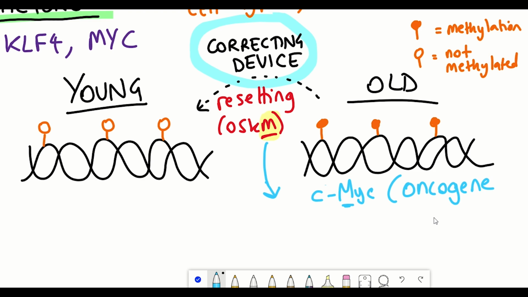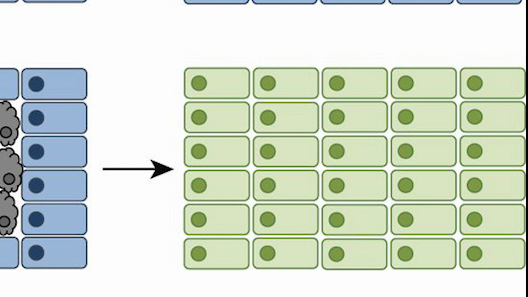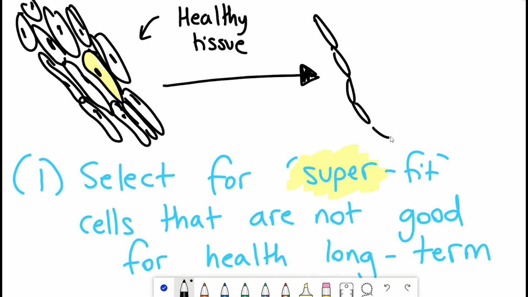And so, as again has been seen in Drosophila, if you have wild type, so normal cells in a tissue, where there's also cells that have an additional copy of MYC, the MYC cells are super competitive and take over the tissue. There's nothing even wrong with the wild type cells. And so this further reinforces the comparative nature of cellular competition. And so therefore, selecting for super fit cells could increase cancer formation as we age.